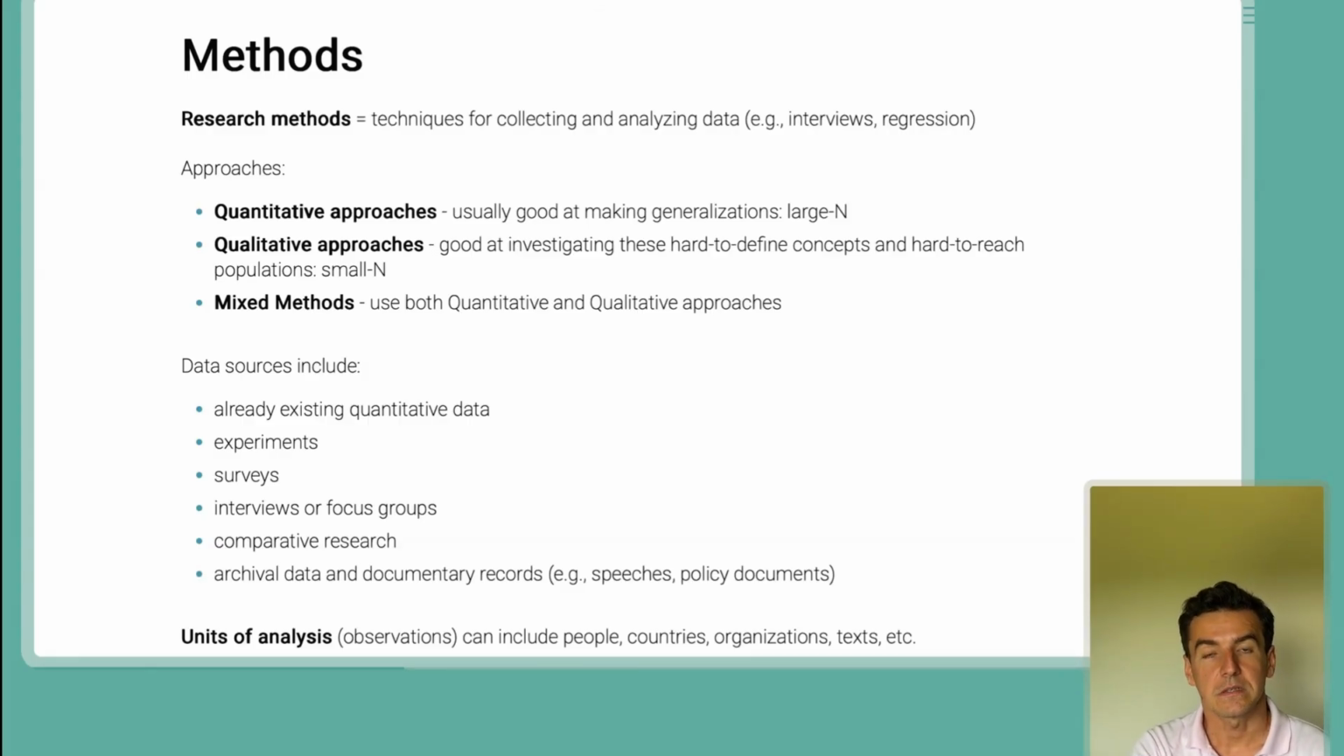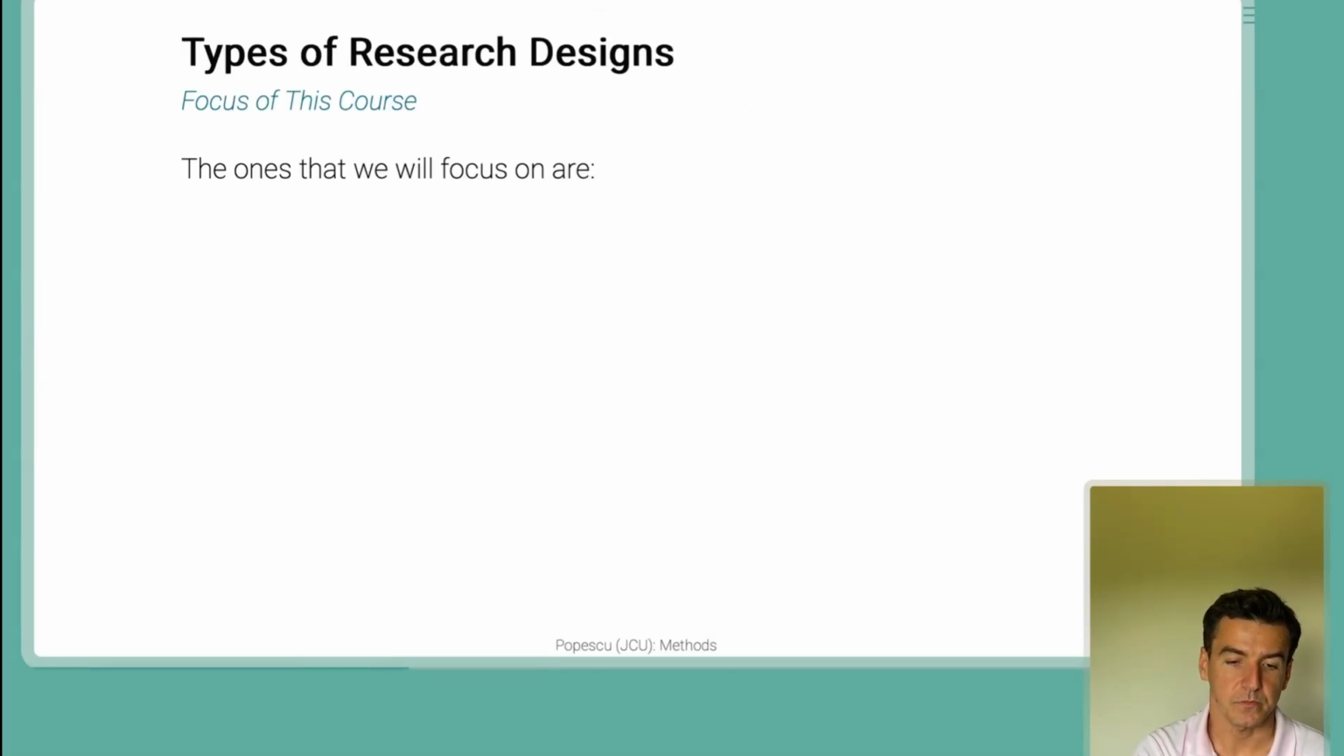Within the methods section, it's important to identify the units of analysis. What are your units of observation? Are you looking at people? Are you looking at countries? Are you looking at organizations? So it's very important to specify what your unit of analysis is.